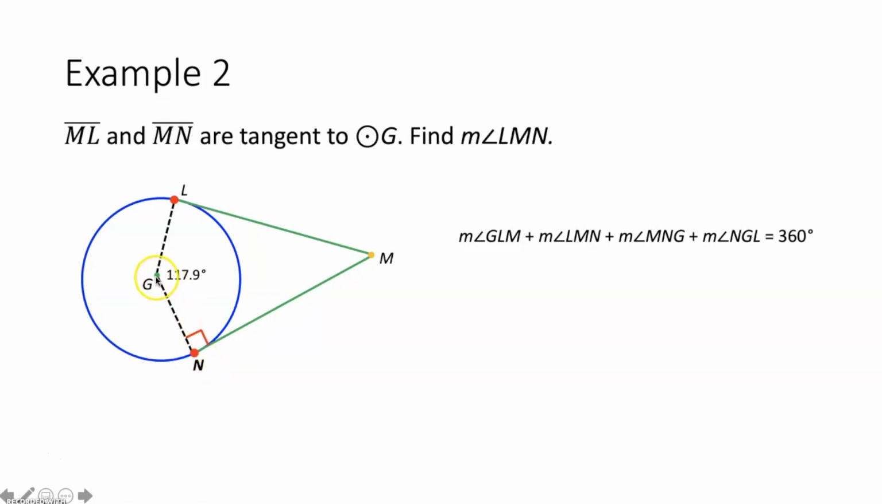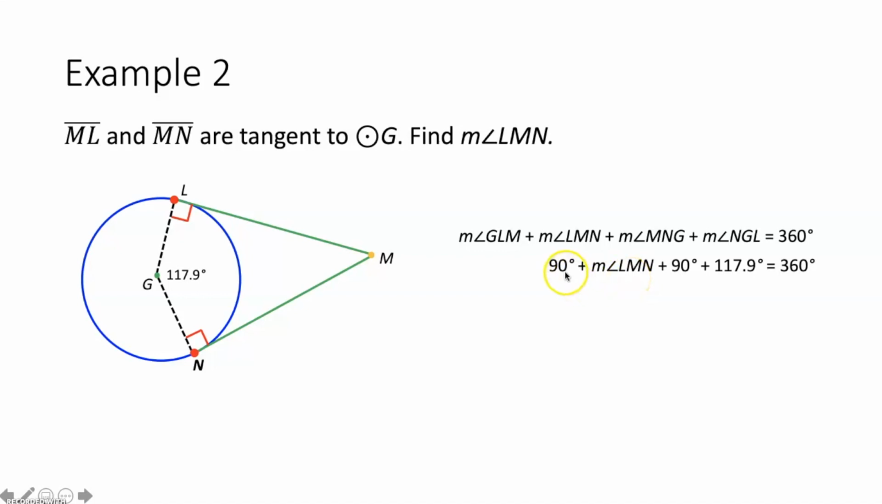So we know that segment GN and segment MN would be perpendicular. Same thing up here. Segment ML and segment GL would be perpendicular. Because of that, we know each of their measures must be 90 degrees. So in this equation over here, we can substitute 90 degrees in for each of those angle measures, and we can substitute 117.9 degrees in for the measure of angle NGL over here.